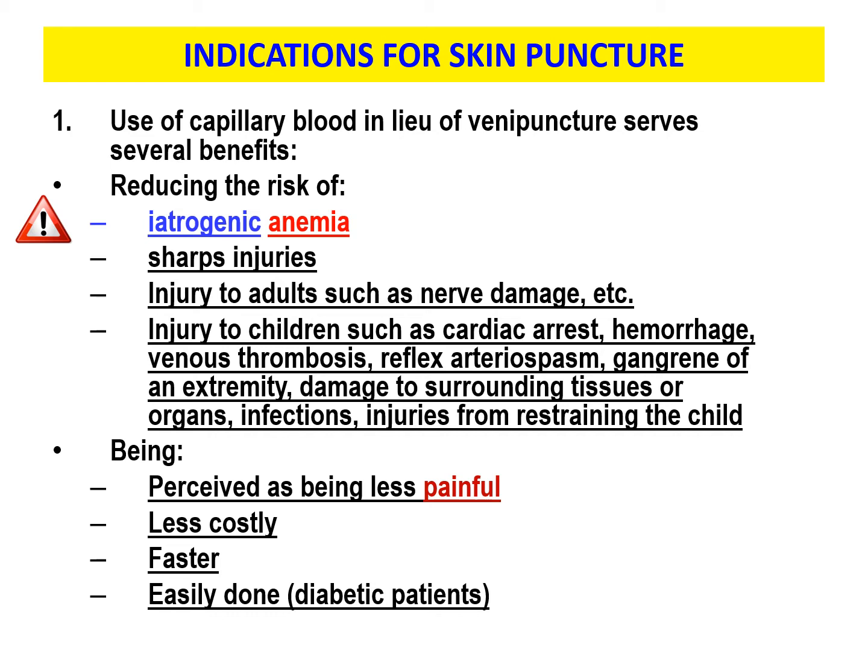Injuries to children. There's been cases of cardiac arrest, hemorrhaging, venous thrombosis, other things like this. You can also have incidences of gangrene setting in on a wound, damage to the surrounding tissue, which can lead to organ issues, infections, and also when you have to restrain a child or you're trying to hold a child down and they're flailing around, they could accidentally hit their head or harm themselves. So these are all reasons we might want to choose capillary over venipuncture, okay?